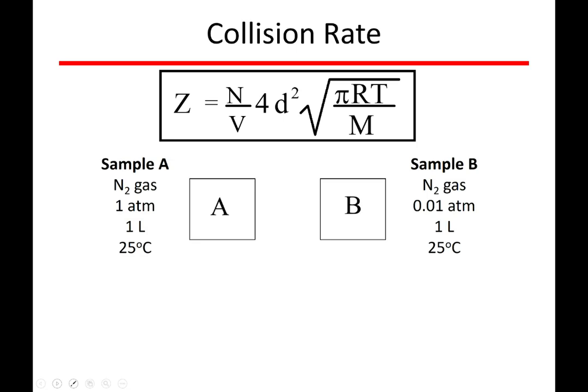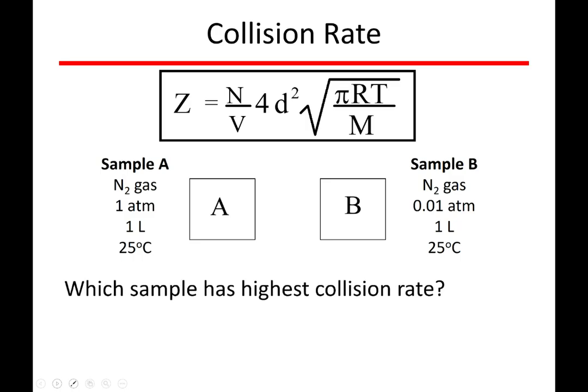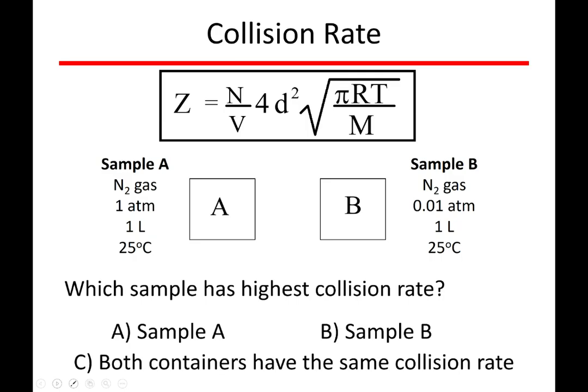We have 2 samples of nitrogen gas. One is at 1 atmosphere, 1 liter and 25 °C, and the other is at 0.01 atmosphere, 1 liter and 25 °C. And I want you to determine in which sample you will have the highest collision rate. Is it in sample A, sample B, or is the collision rate the same in the 2 containers? Take a moment to think about this, and then go ahead and put in your answer.